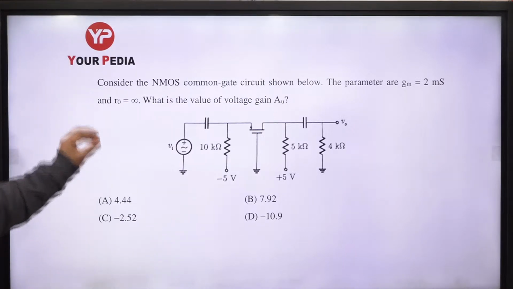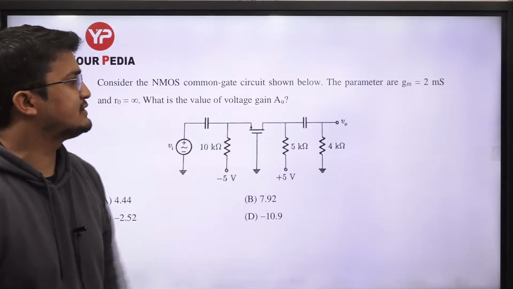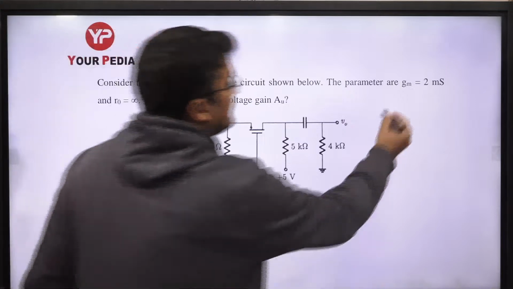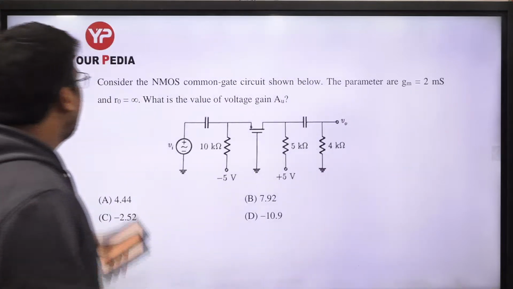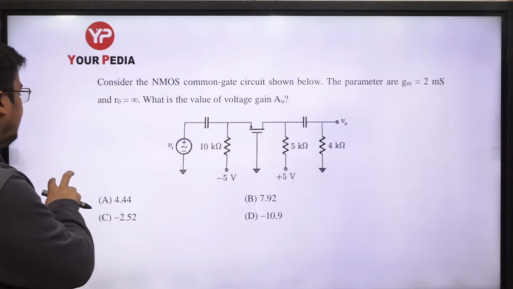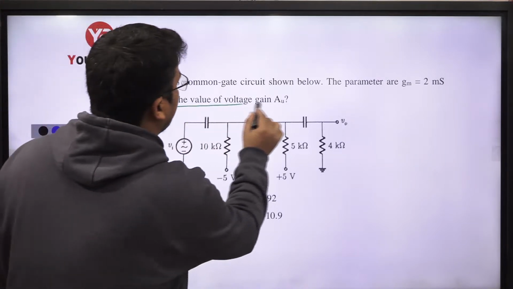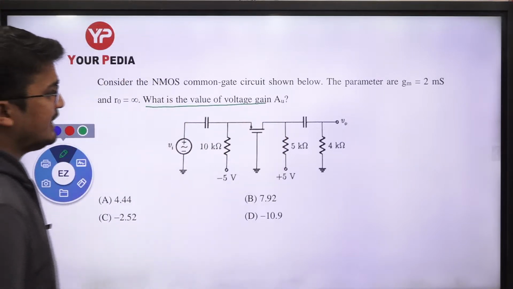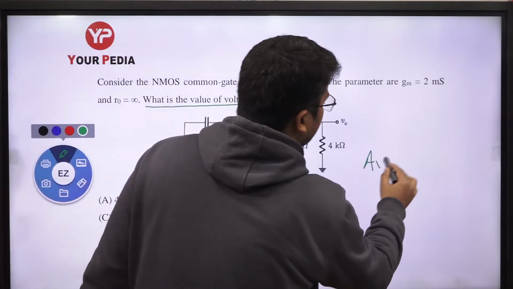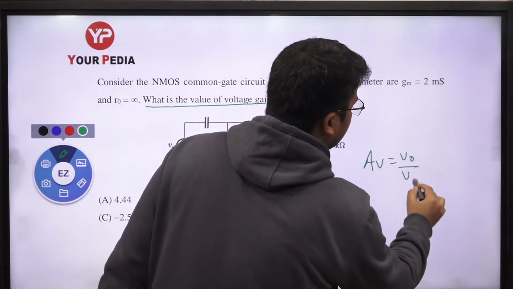Guys, next question. We have considered the n-channel common gate circuit shown below. The transconductance is 2 millisiemens and R naught is equal to infinite, means there is no channel length modulation. You need to neglect that. What is the value of the voltage gain? See, the voltage gain will be again AV is equal to V out upon V in.